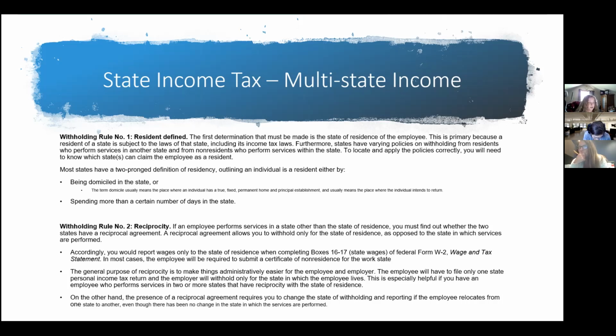So withholding rule number 2 is reciprocity. If an employee performs services in a state other than the state of residence, you must find out whether the 2 states have a reciprocal agreement. A reciprocal agreement allows you to withhold only for the state of residence as opposed to the state in which the services are performed. So this is very popular, like I said, over on the East Coast, where the states are really close together, and it's very common for an employee to live in one state but work across the border in another state. So it is important that you know whether there's a reciprocal agreement between the two states, the state of residence and the state of work.